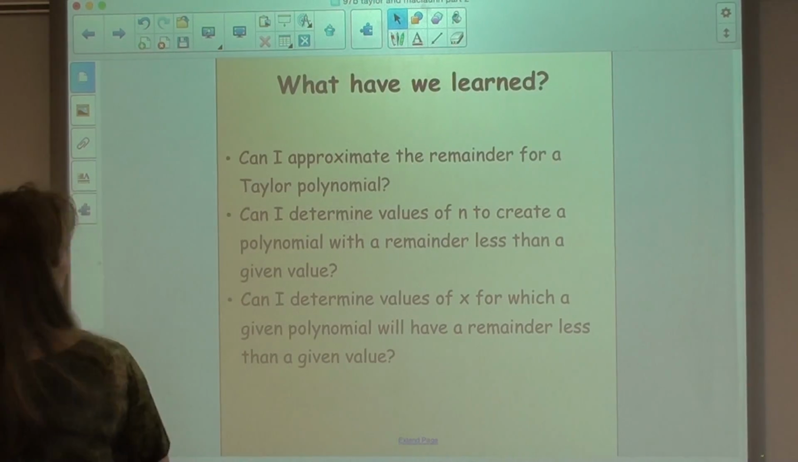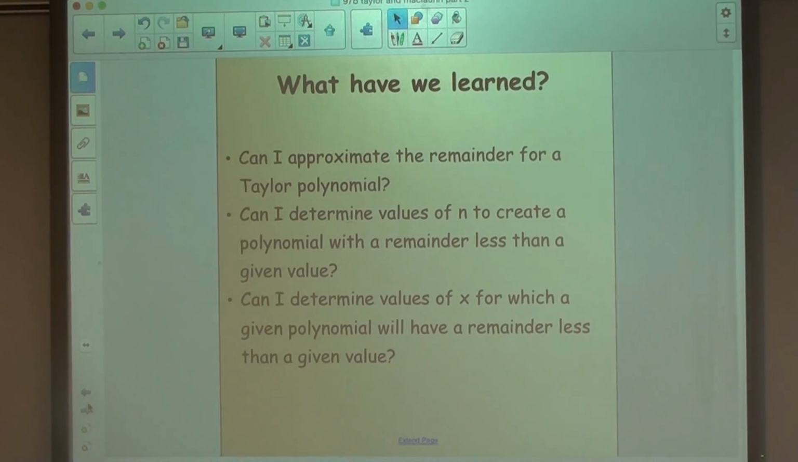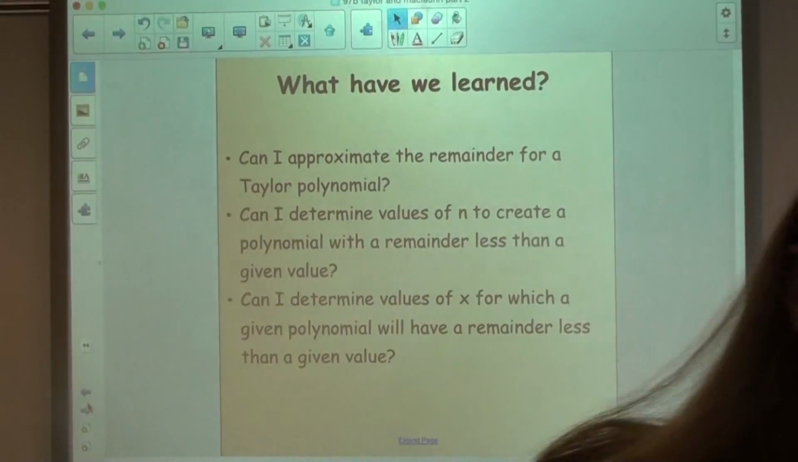Okay, so here we go. Can you approximate the remainder of a polynomial? Yeah, good. Can you determine values of n to create a polynomial with a remainder less than the given value? Good. And can you determine values of x for which a given polynomial has a remainder less than a given value? Of course. Yay, good.